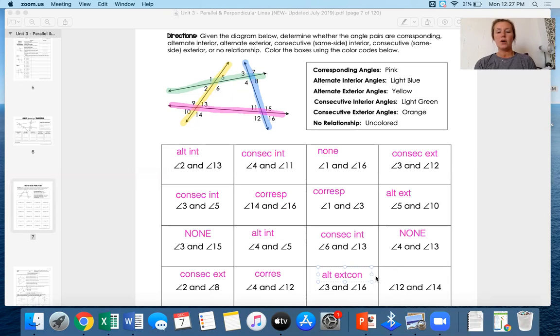Consecutive interior, good job. Okay, so as soon as I'm done typing this, go ahead and take a screenshot of it. And then you are free to go.